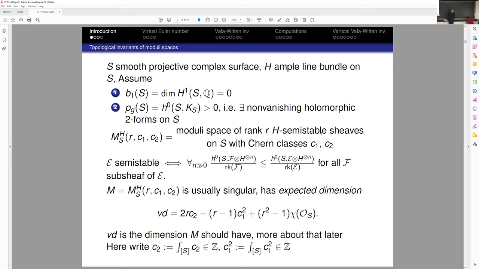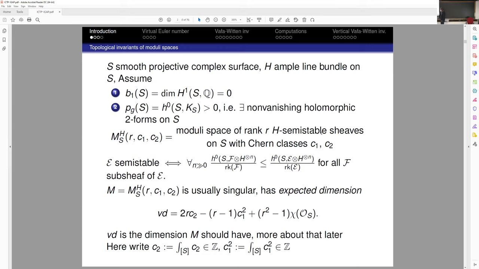So there exists a so-called coarse moduli space for these sheaves. This is a space which parameterizes all of them up to isomorphism. There are some nice properties. This is a moduli space, M, equal to M_S^H(r, c1, c2). It usually will be singular, often even very singular, so not a manifold. It has a number attached to it, which is the virtual dimension, the dimension that it should have if it was a nice space. But when it's not nice, it would have a different dimension, but I will talk more about that later.